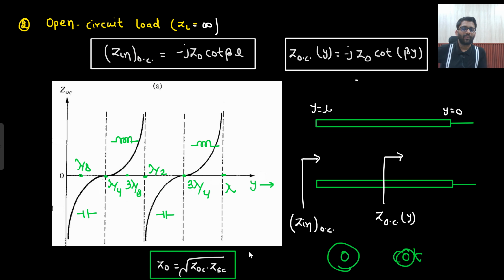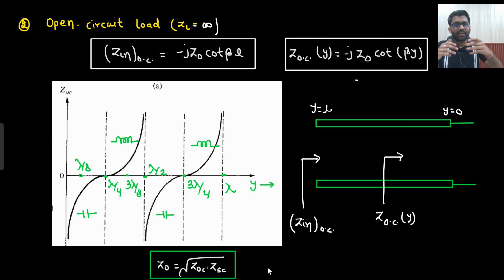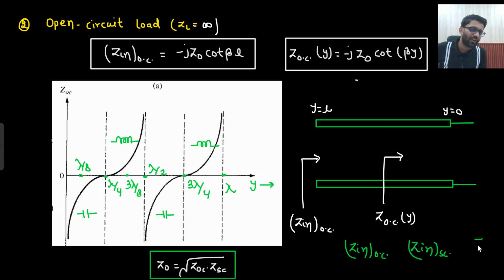Okay. And if you multiply both of them, Z open circuit into Z short circuit, then you will get Z naught square. This we have already seen. Basically, they will say that your input impedance when your load is short circuited is mentioned, and your input impedance when your load is open circuited is also mentioned. You need to find the value of characteristic impedance. So what you are going to do? Just multiply both of them and take the square root. That's it. So Z naught is equal to the square root of Z open circuit into Z short circuit.